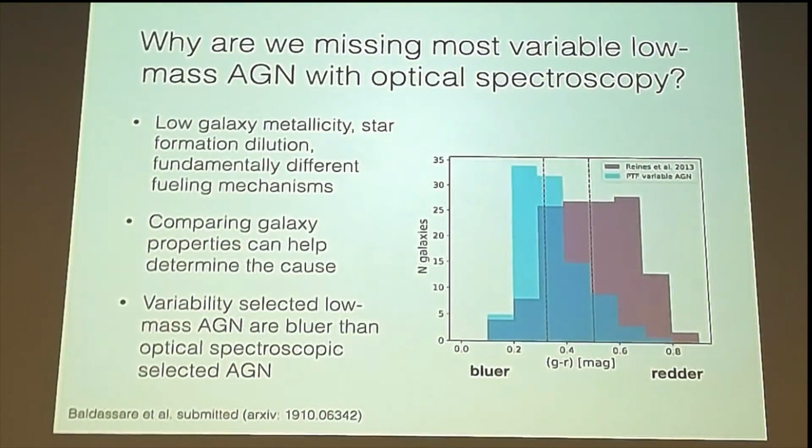So this is some evidence for star formation dilution perhaps playing a role for these systems in terms of us not being able to detect their AGN through optical spectroscopy. But there's definitely lots more work to be done here in terms of comparing galaxy properties and measuring metallicities.